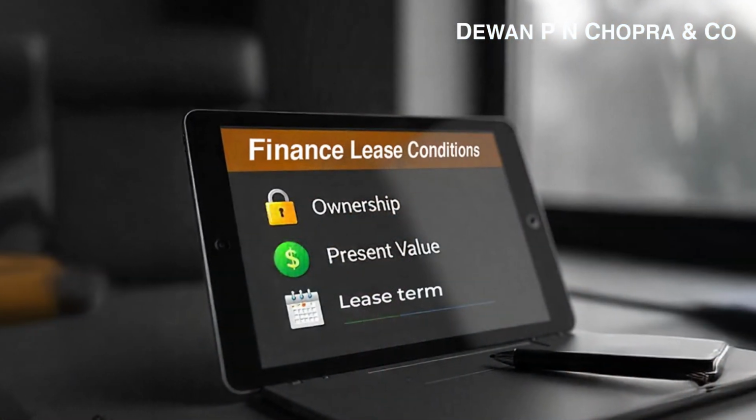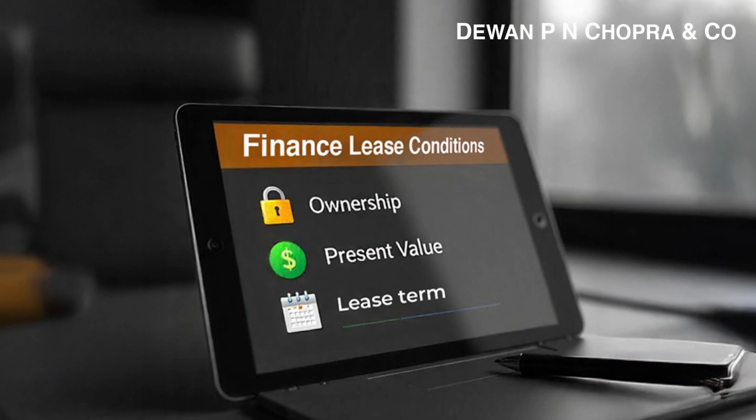As per Para 61 of Ind AS 116, a lease is classified as a finance lease if it transfers substantially all the risks and rewards incidental to the ownership of an underlying asset. Further, as per Para 63, whether a lease is a finance lease or an operating lease depends on the substance of the transaction rather than the form of the contract.